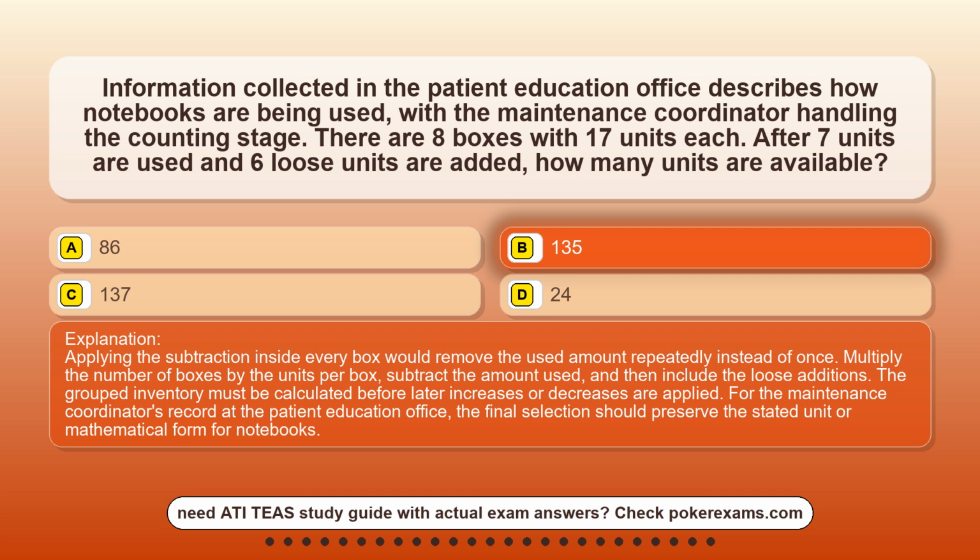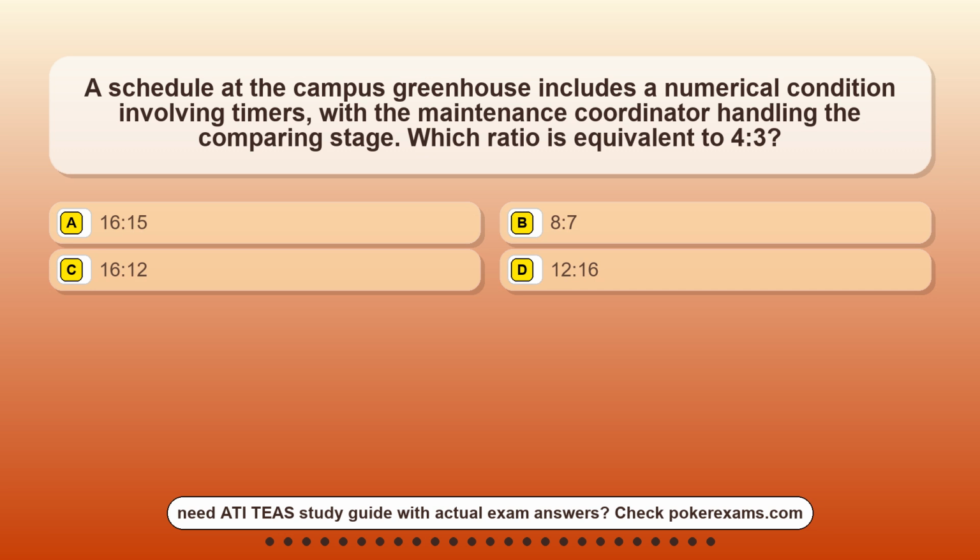For the maintenance coordinator's record at the patient education office, the final selection should preserve the stated unit or mathematical form for notebooks. Question 16. A schedule at the campus greenhouse includes a numerical condition involving timers, with the maintenance coordinator handling the comparing stage. Which ratio is equivalent to 4:3?